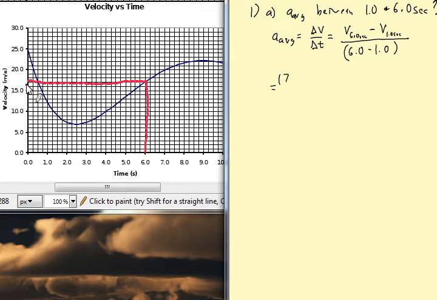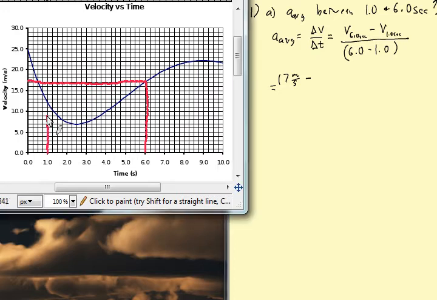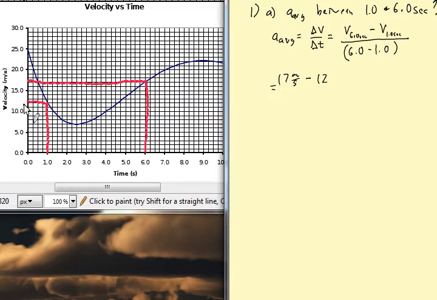So 17 meters per second is our v at 6.0, minus, and 1.0 is the original time, so there we are at 1.0, and there's 12.0 meters per second. So 12 meters per second, all of this over 6 minus 1 seconds, and this equals 5 meters per second over 5 seconds, which equals just 5 meters per second squared. And I guess we could put a 5.0 on if we feel like it. So 5.0 meters per second squared is our answer for part A. That's pretty easy. Let's see how much room we have.